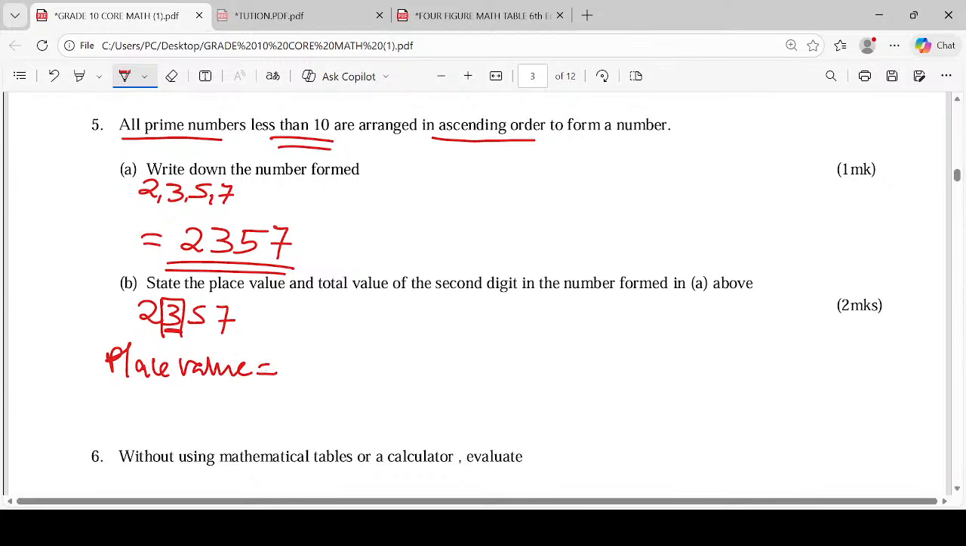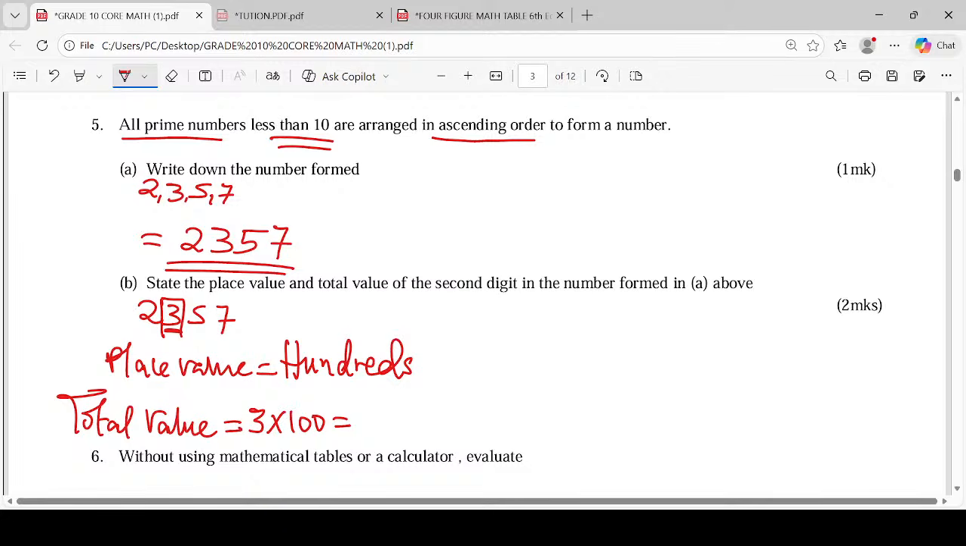The place value is going to be ones, tens, hundreds. So the place value here is hundreds. What about what is called the total value? For the total value, we are going to have the digit 3 multiplied by the place value 100. This is going to give you a total value of 300.